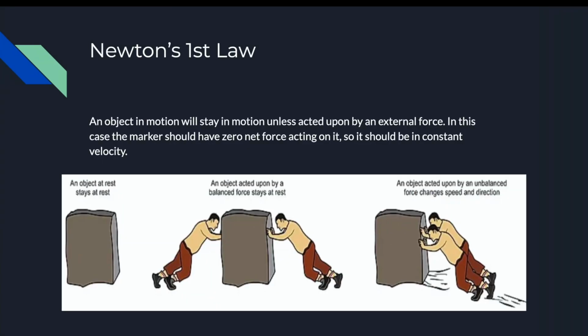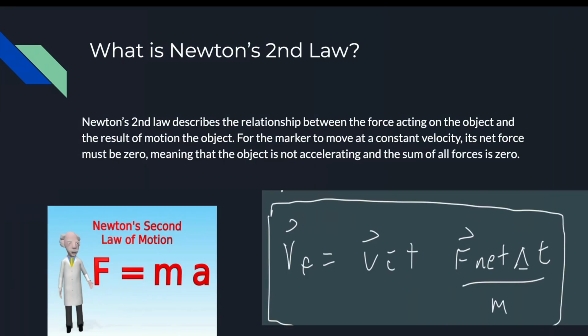In Newton's first law, an object in motion will stay in motion unless acted upon by an external force. In the case of the marker, there should be zero net force acting on it, so it should have constant velocity. Newton's second law describes the relationship between the force acting on the object and the resulting motion of the object. So for the marker to move at constant velocity, its net force must be zero, meaning that the object is not accelerating, and so the sum of all forces is zero.